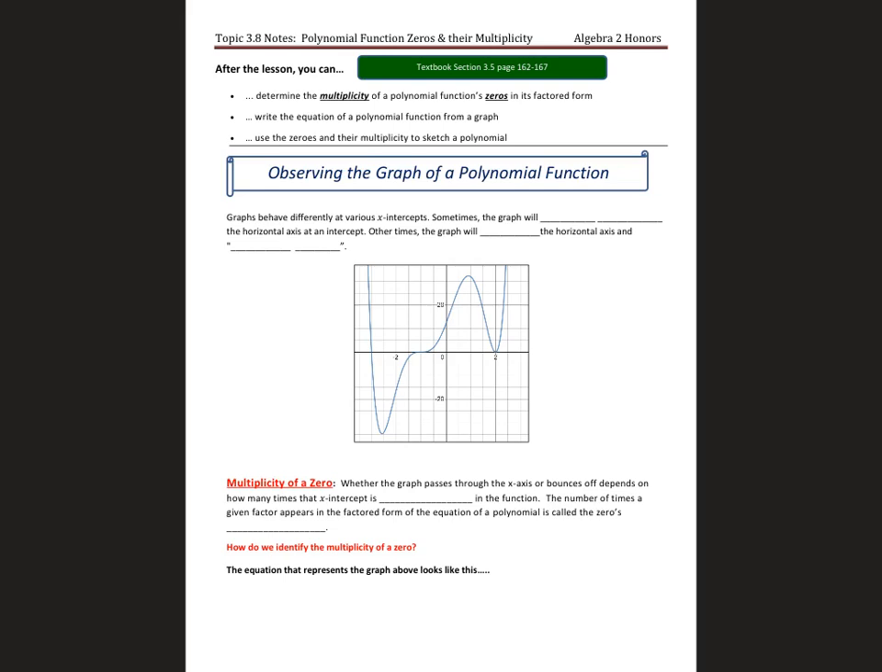Before we get into the multiplicity, though, I want to take it back to the essential question of the entire unit, which is what can the graph tell us about the rules? Or in other words, what can the graph tell us about the function equation itself? And conversely, what can the equation tell us about the graph? So this last section is really going to put it all together to answer that essential question.